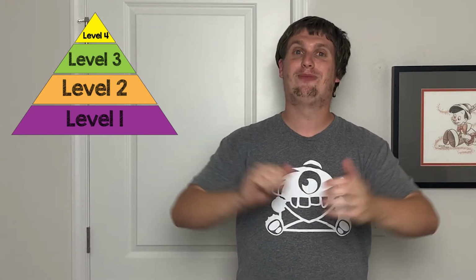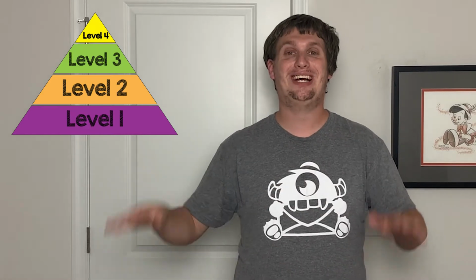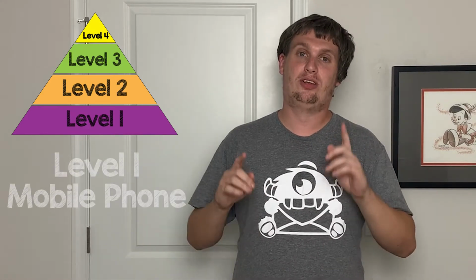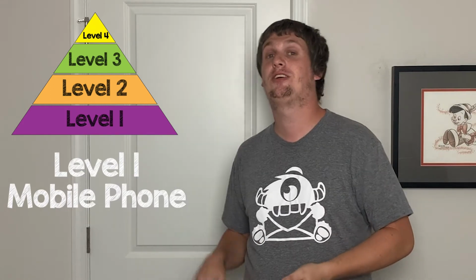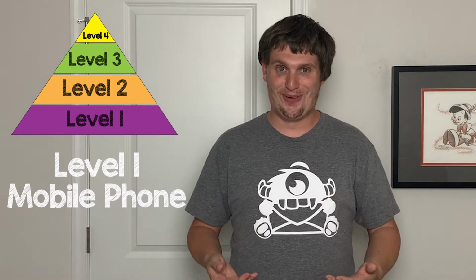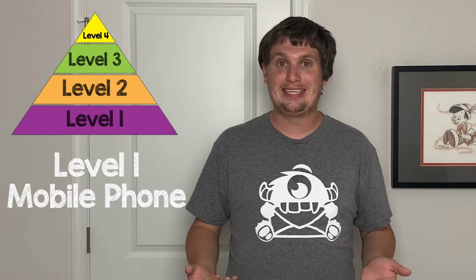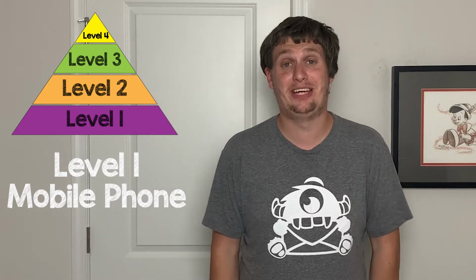So let's start with level 1. Level 1 is the basic level. This is the mobile phone. So this is using your phone to go to things like Facebook, Periscope, Twitter, Instagram, and so on and so forth. It's very easily accessible, and it can be done in a matter of just a few clicks of your screen. Now, what are the disadvantages?